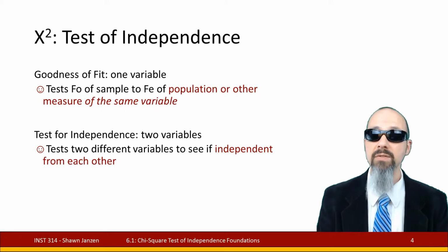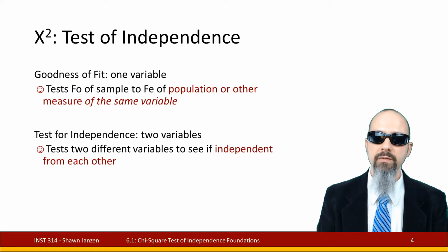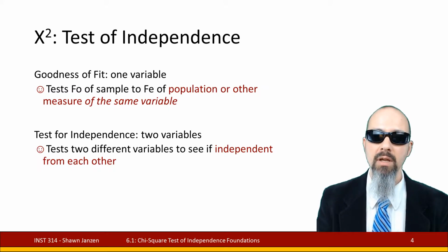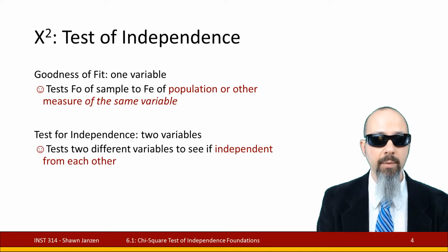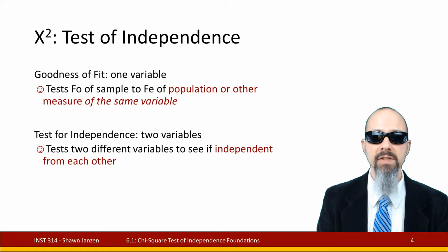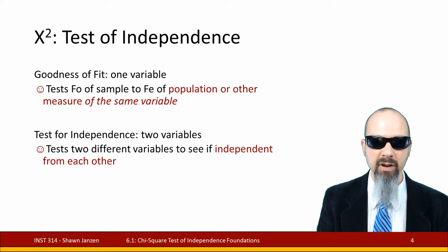The chi-square test for independence, we said before, uses two variables, and this is used to see if these two variables are independent from each other. Do they have a relationship with each other or not? Does one variable's distribution make a difference based on the distribution of a second variable?